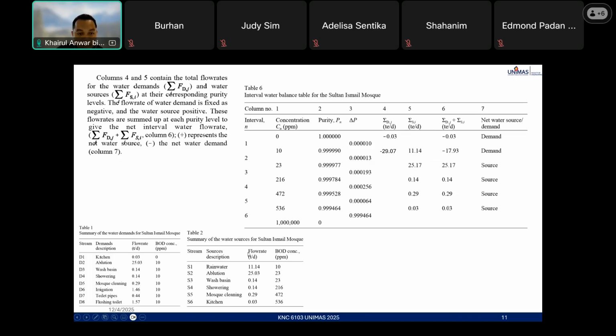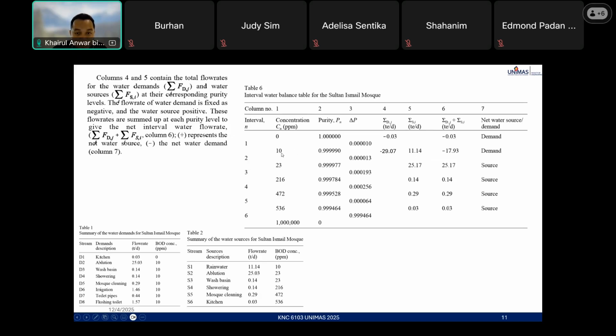So for the water source there is no BOD zero, of course. How come with zero? It's water that has been used. Even the rainwater, but 10 ppm BOD. So leave it blank. So minus 0.03 plus blank is equal to 0.03.